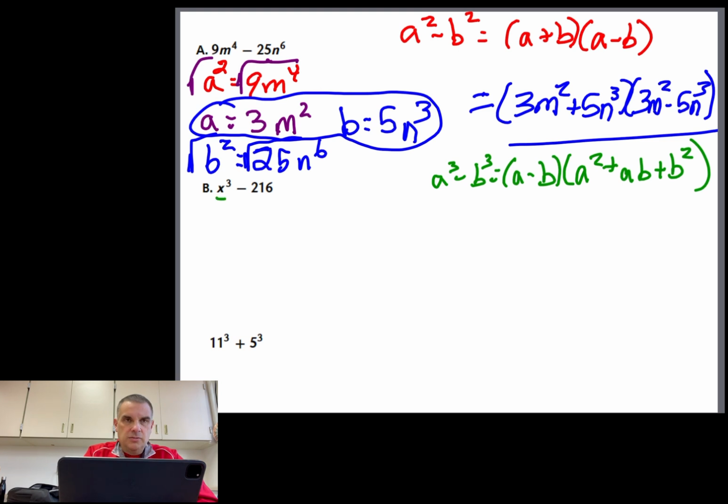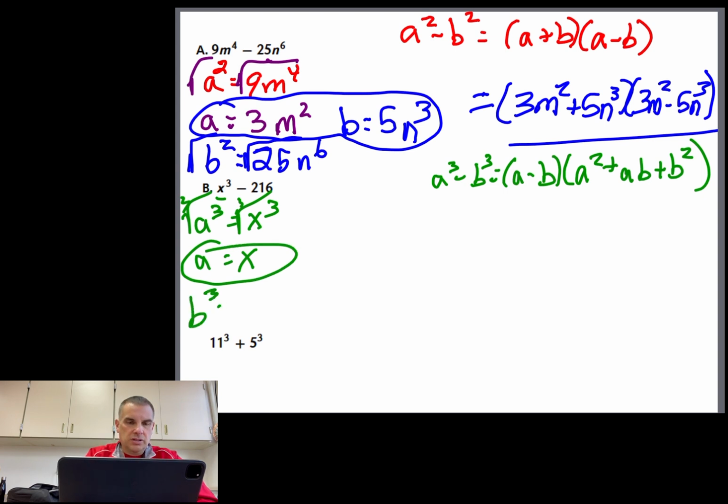So the x cubed is in my a cubed spot. So I know that a cubed is equal to x cubed. So we have to take the cube root of it. The cube root of a cubed is a. The cube root of x cubed is x. So my a value is x.